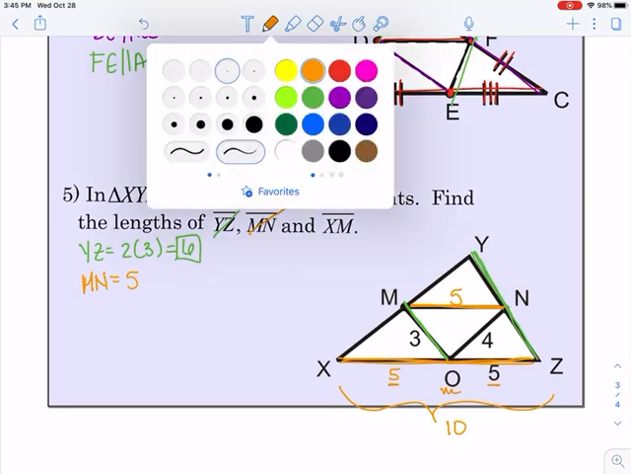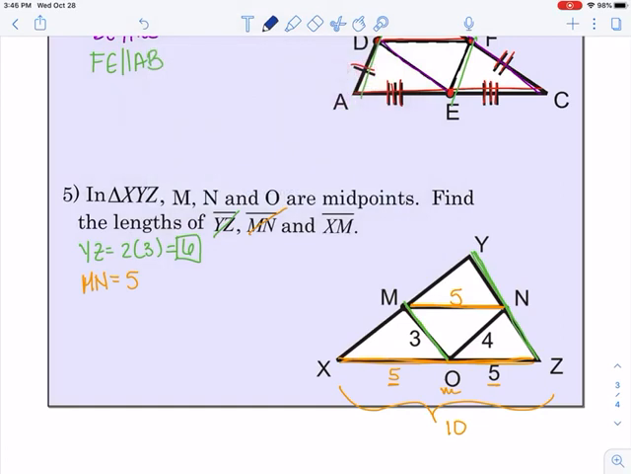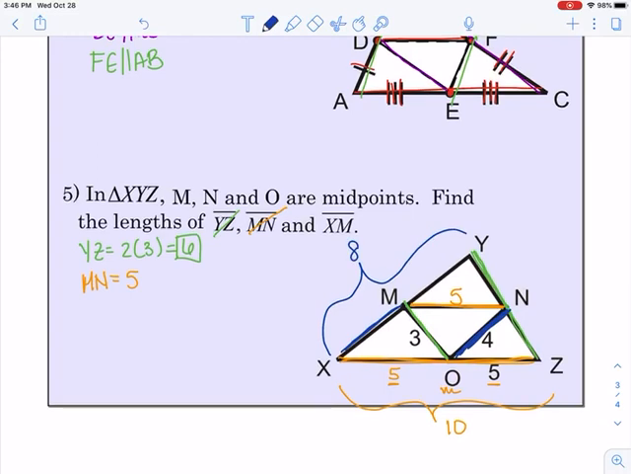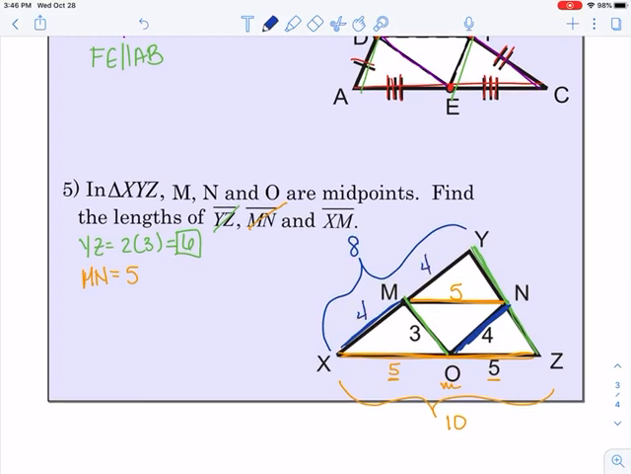And the last one I need to find is XM, and XM is here. In order to find XM, the first thing I'm going to do is find the entire length of XY, and then I'll take half of it. The mid-segment that's parallel to that is labeled 4, which means this entire side is 8, which means the two smaller pieces that make up that 8 are going to be 4 and 4. So XM is going to be 4. And that is everything that you've ever wanted to know about the mid-segment of a triangle.